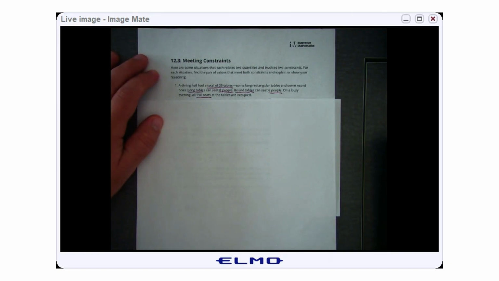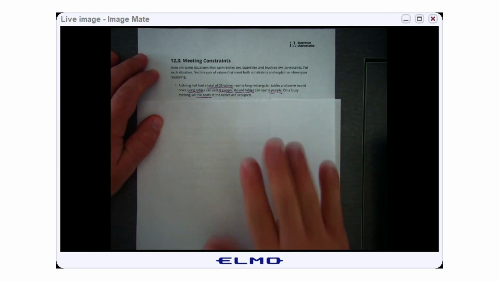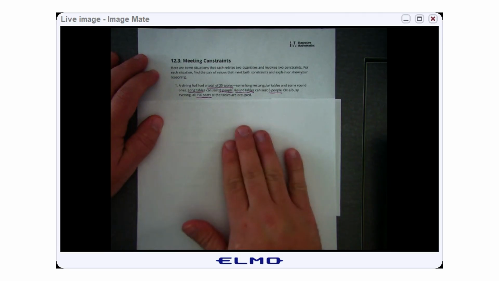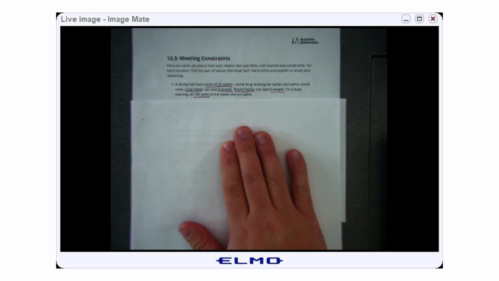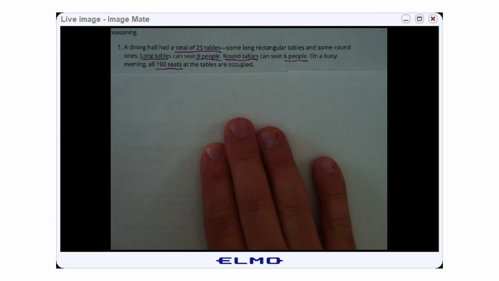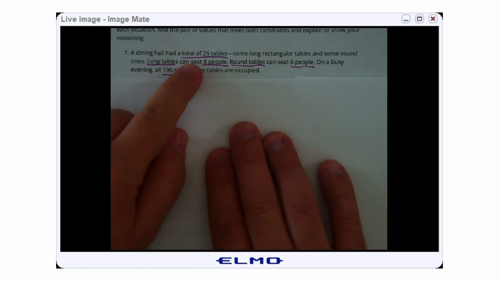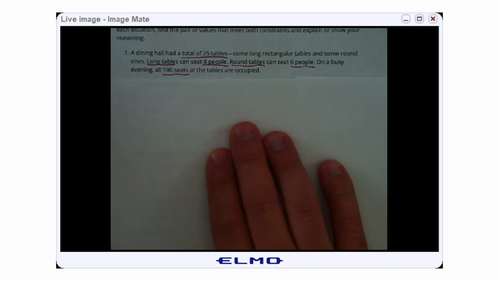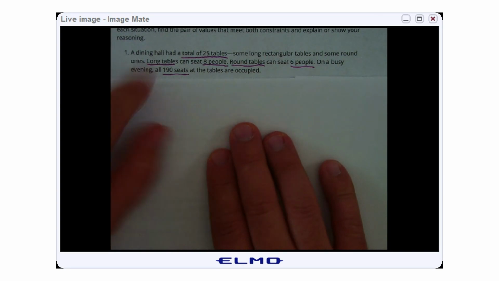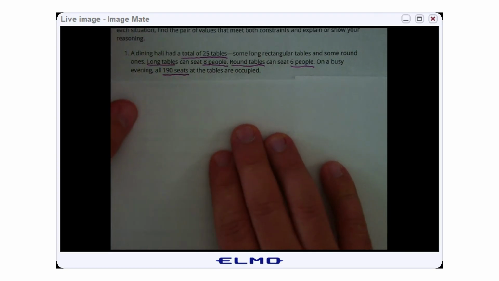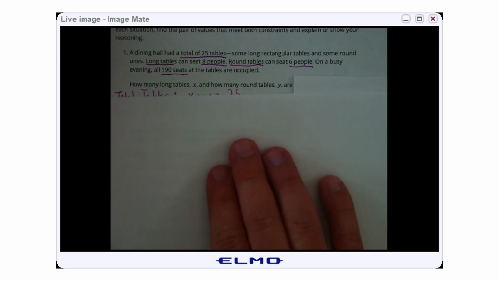occupied, right? So what it wants us to do is it wants us to make two separate equations. The first equation that we're going to build, if you guys can see this here, I'll zoom in a little more, is going to be talking about our total number of tables, right? So what I'm saying is that if I have some rectangular tables and some round tables, those two things added up should equal a total of 25 tables, right? So that's what my first equation is going to look like.